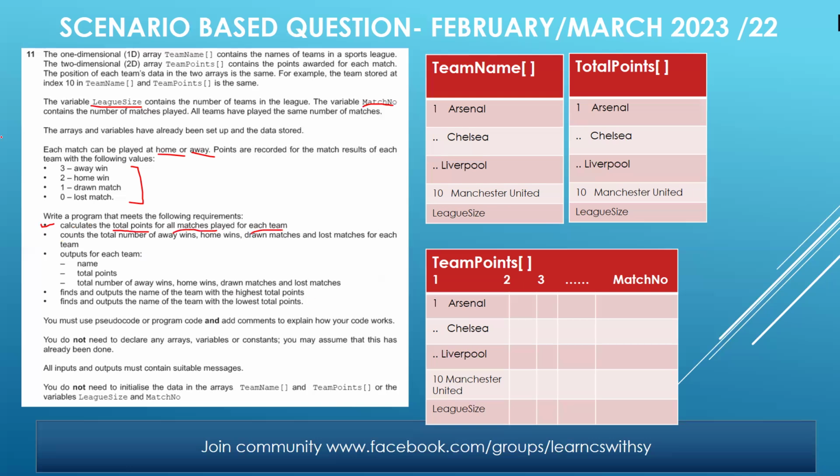Now you can see this is the scenario. For example, assume that Arsenal has maybe 10 matches, or maybe it has played 5 matches. Just make it simple that Arsenal has played 5 matches. Similarly, the same number of matches will be played by Chelsea, same with Liverpool, Manchester United, and the number of teams in the league is determined by the variable league size. Any issues? Are we clear?